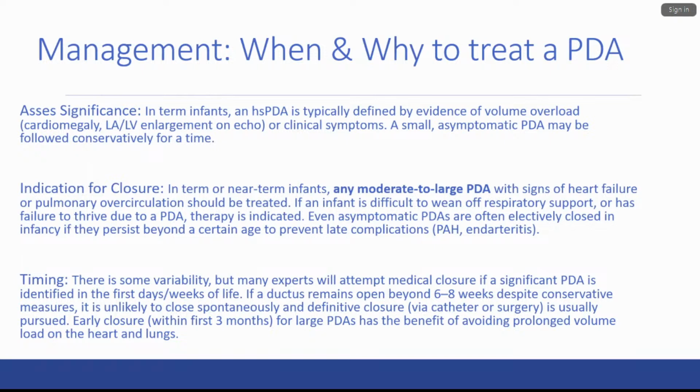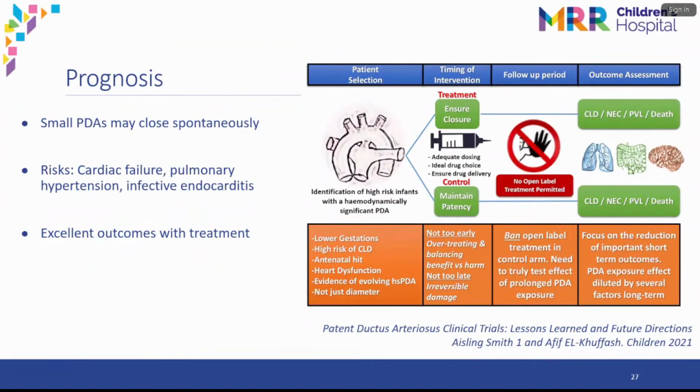Timing: there is some variability, but many experts will attempt medical closure if a significant PDA is identified in the first days or weeks of life. If a ductus remains open beyond 6 to 8 weeks despite conservative measures, it is unlikely to close spontaneously, and definitive closure via catheter or surgery is usually pursued. Early closure within the first 3 months for large PDAs has the benefit of avoiding prolonged volume load on the heart and lungs. So, prognosis: small PDAs may close spontaneously.